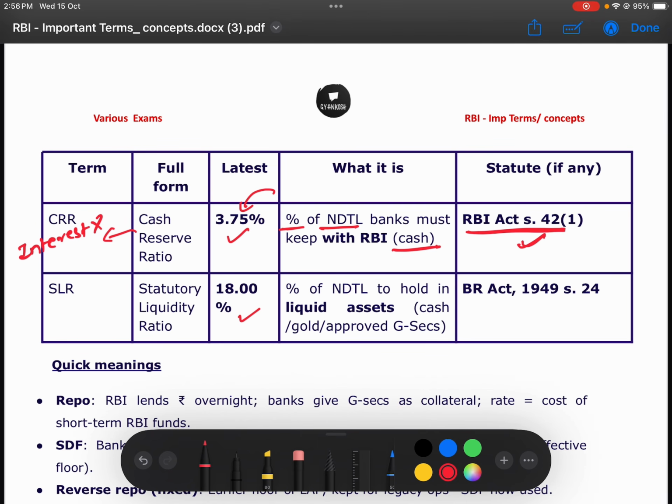And then SLR, it is 18% of NDTL. It is mainly put in secured things like government securities, gold, etc., and it is governed by the RBI Act, Section 24. So why is CRR required? One reason is that banks should have some immediate cash. Suppose some payment settlement issue is there, or systemic risk needs to be reduced. For those purposes, CRR is kept.